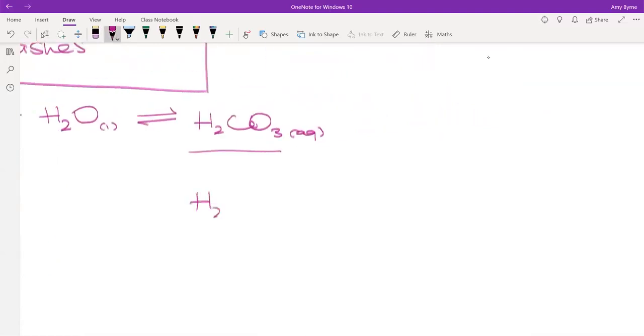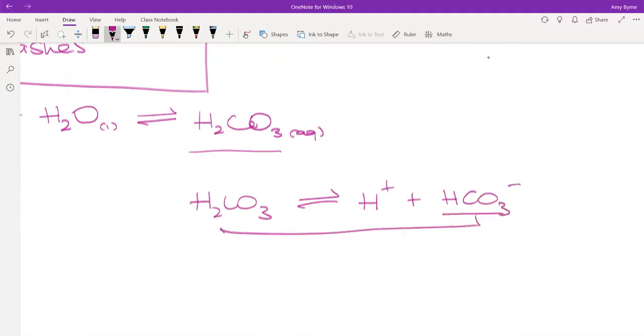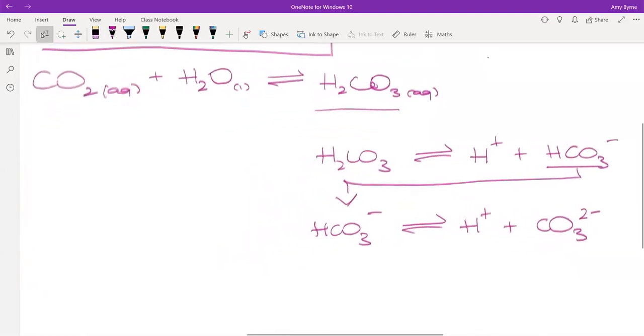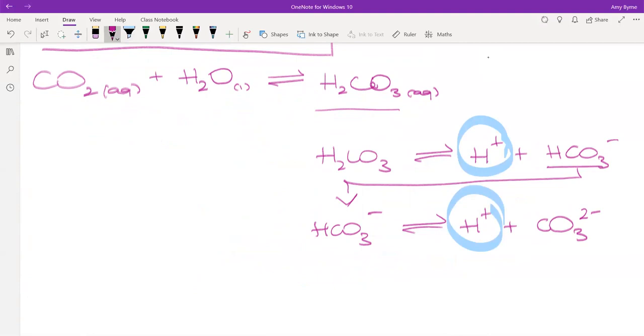Now, my carbonic acid can then donate two protons. And those are both weak. So having slightly acidic, and remember what acidic means, having slightly acidic rainwater is completely natural.